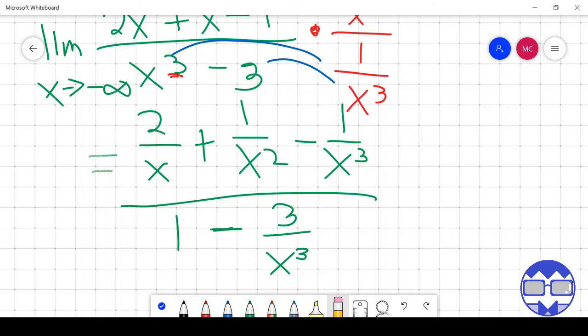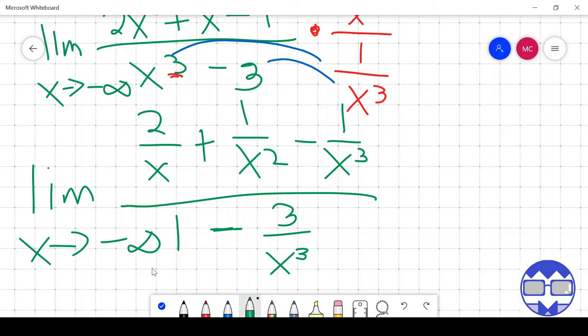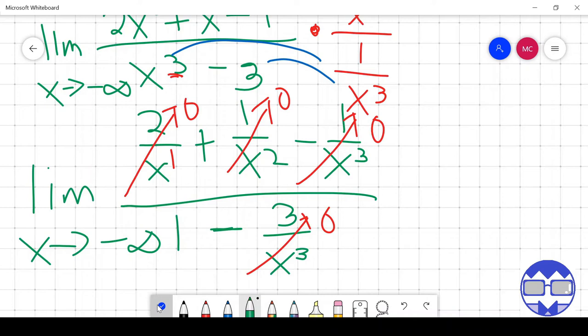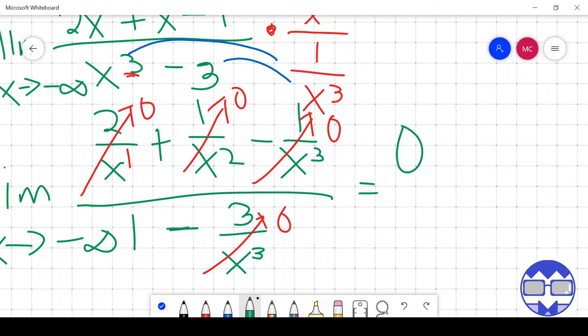Regardless of the sign of the infinity here, a constant divided by x is just 2 times 1 over x. And remember our theorem, if it's 1 over x to the power of an integer, this is just 0. This is also 0. 1 over x squared is also 0, and 1 over x cubed is 0. So 1 minus 3 over x cubed will be 1 minus 0. Simplifying, we have 0 plus 0 minus 0 all over 1 minus 0, which gives us 0 over 1, and 0 over 1 is just 0. So the limit for this example is 0.